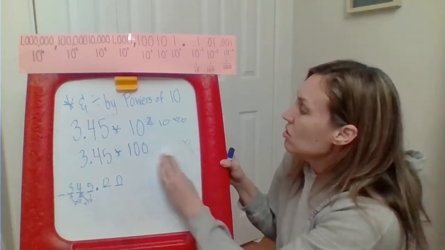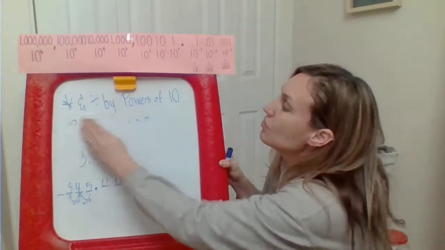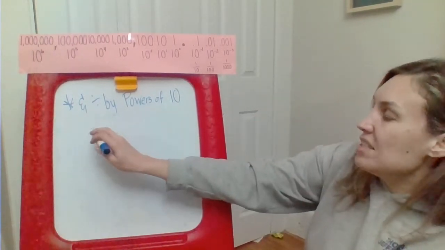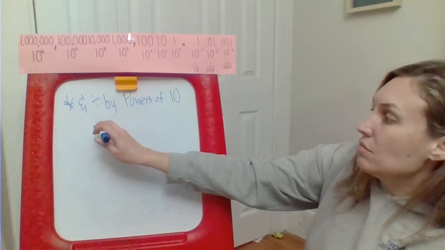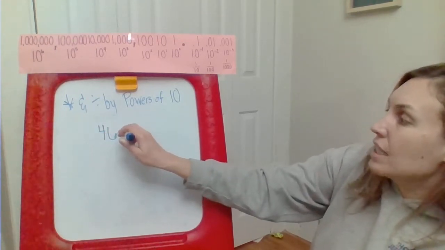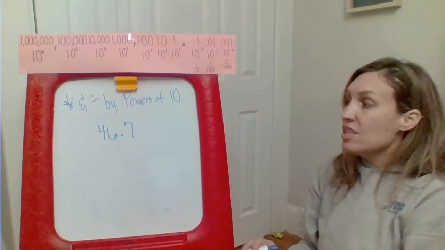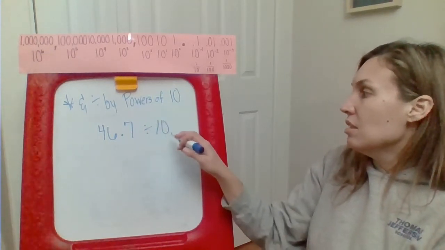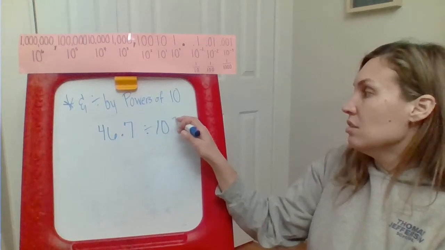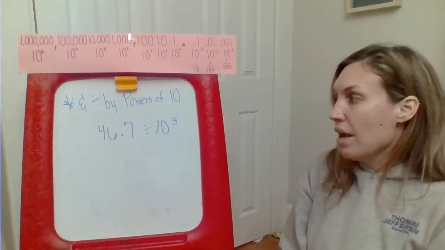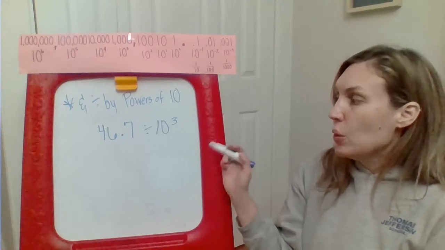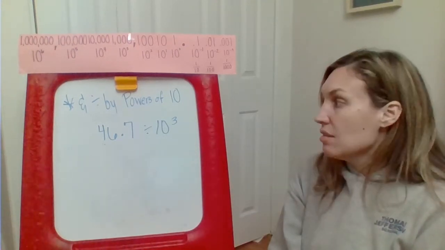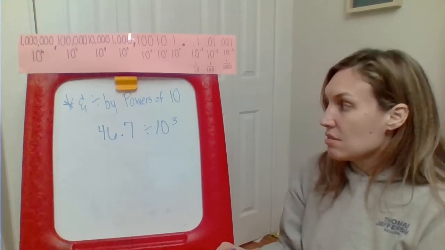Now, let's do division. And for the sake of argument, we can just do 46 and 7/10 divided by 10 to the power, let's do 3 again. Why not? So is my quotient going to be greater or less than my dividend of 46 and 7/10? It's going to be less, right?